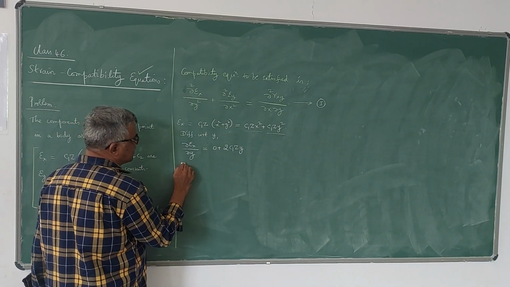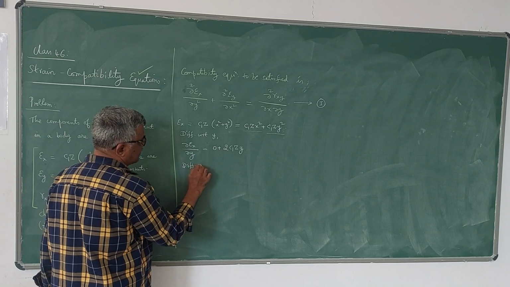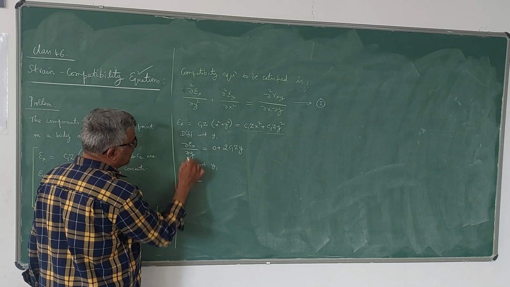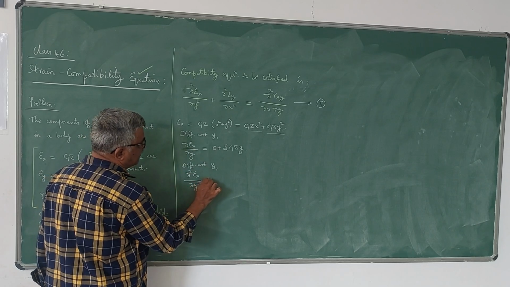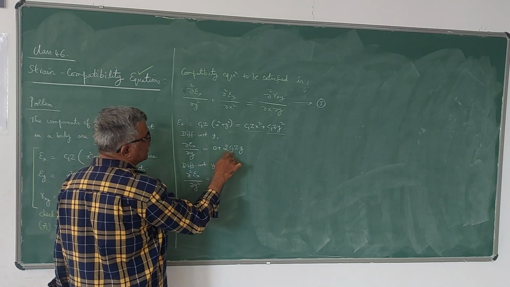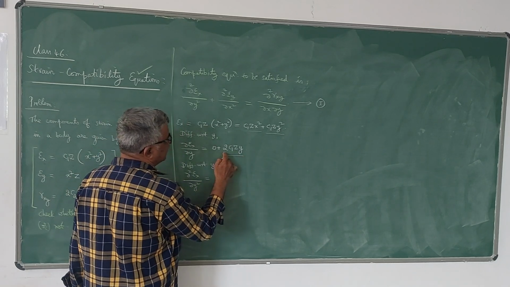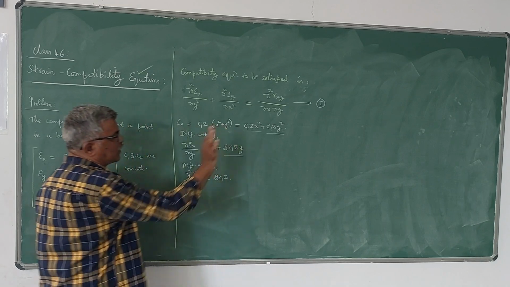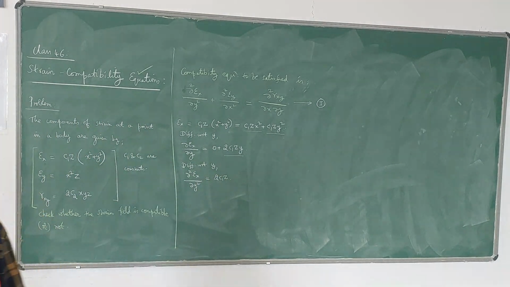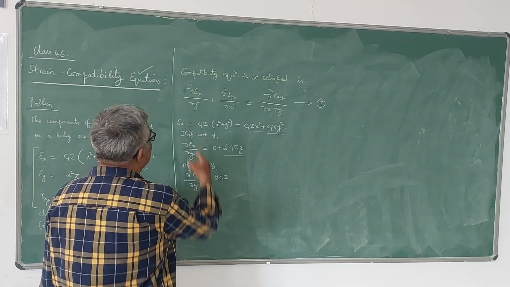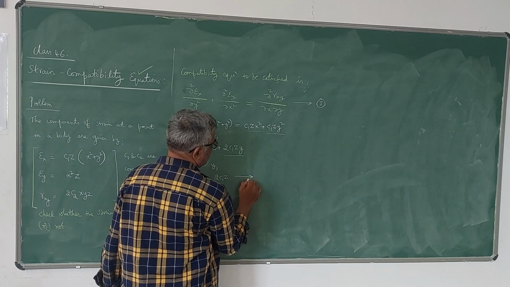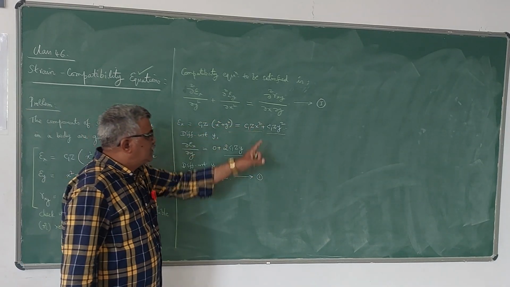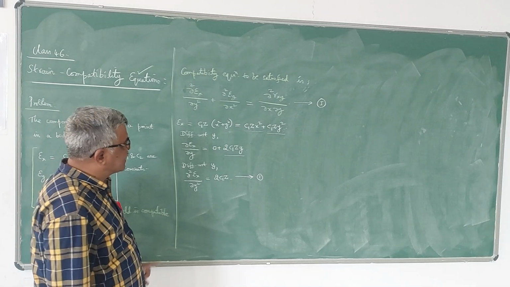Next, once again differentiate with respect to y. Then you will get the second derivative, dou square epsilon x by dou y square. The derivative of 0 is 0. Here, the derivative of this with respect to y, with 2c1z as a constant, is 2c1z into 1, since the derivative of y is 1. So this is what we get, the first term. You can call this number 1.